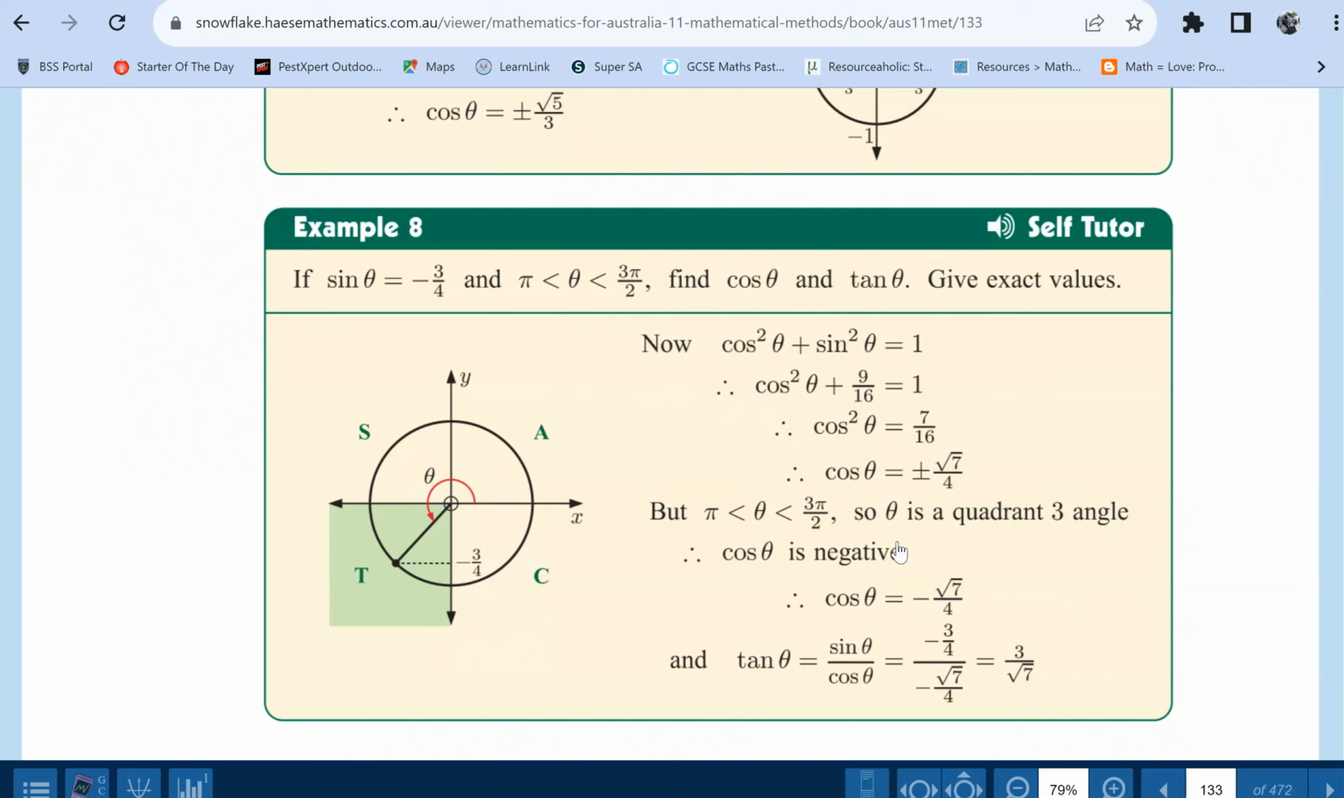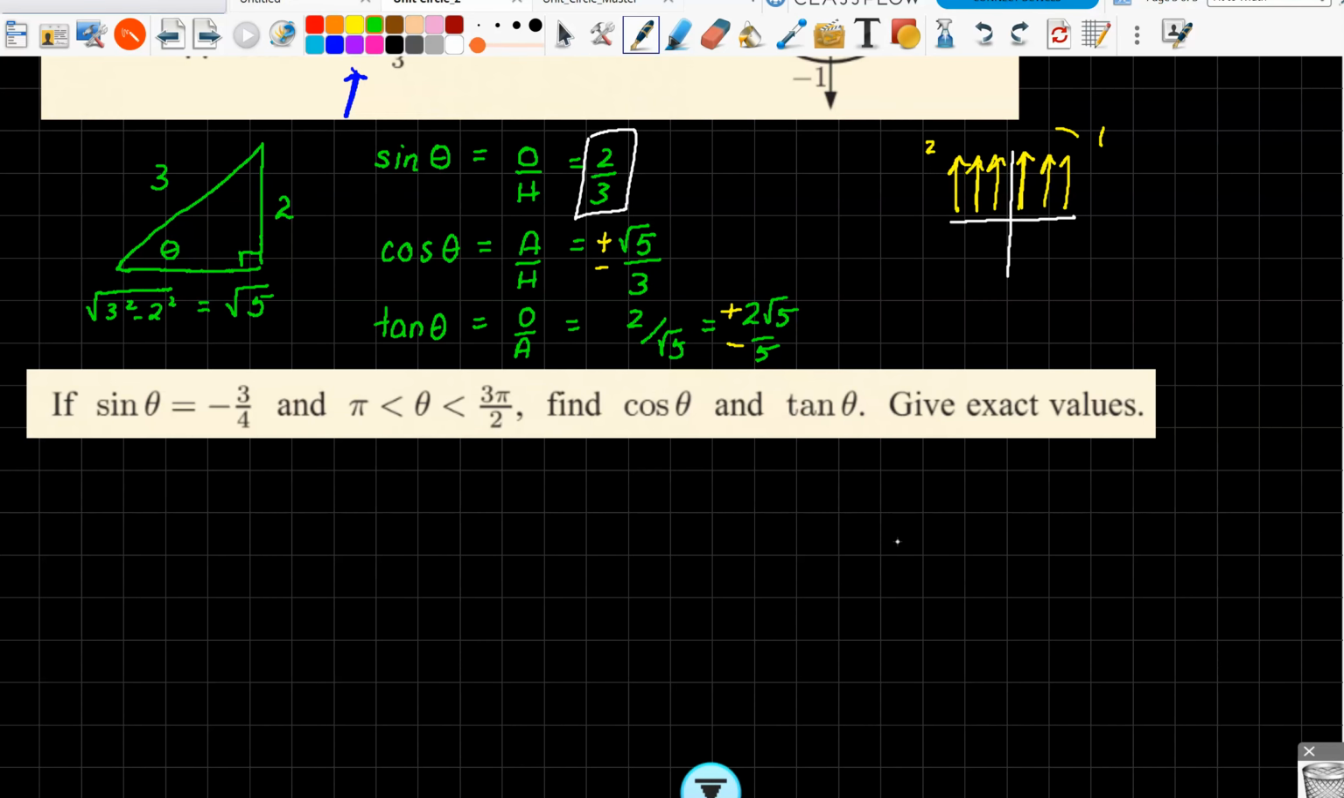Then it's asking you to find tan, and they're using the property that tan is sine over cosine. So you've got to divide some fractions and away you go. And again, in this quadrant, tan is only positive. So absolutely, you can do it that way. Let's just go back and suss the good old triangle. Gotta love a triangle.